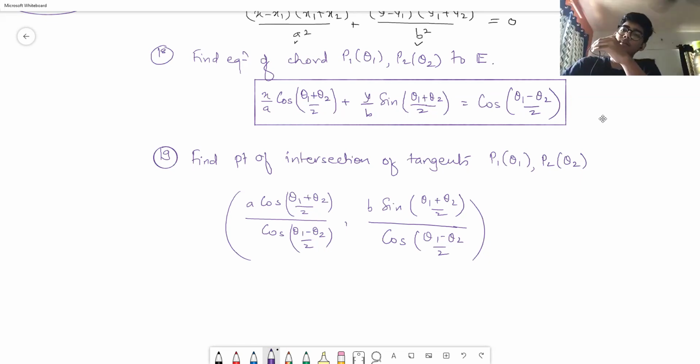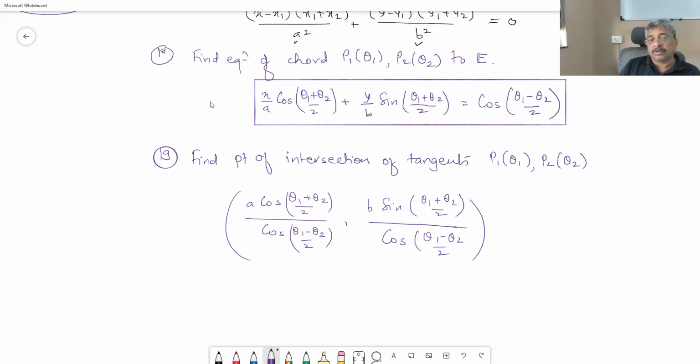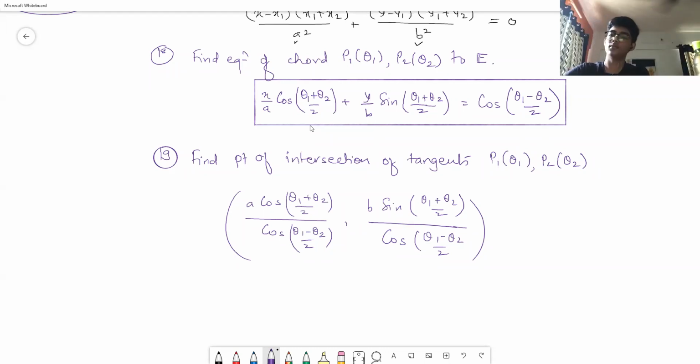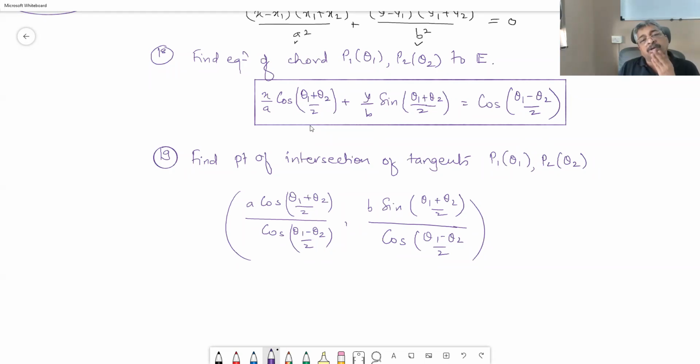Instead of doing that, we can also compare the coefficients of the above equation of chord. Comparing coefficients, you get the point of intersection. I did not understand. What are you trying to say?